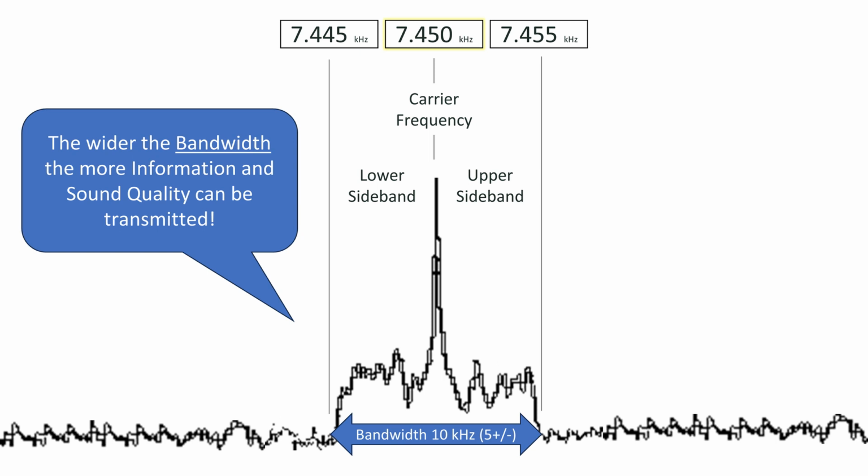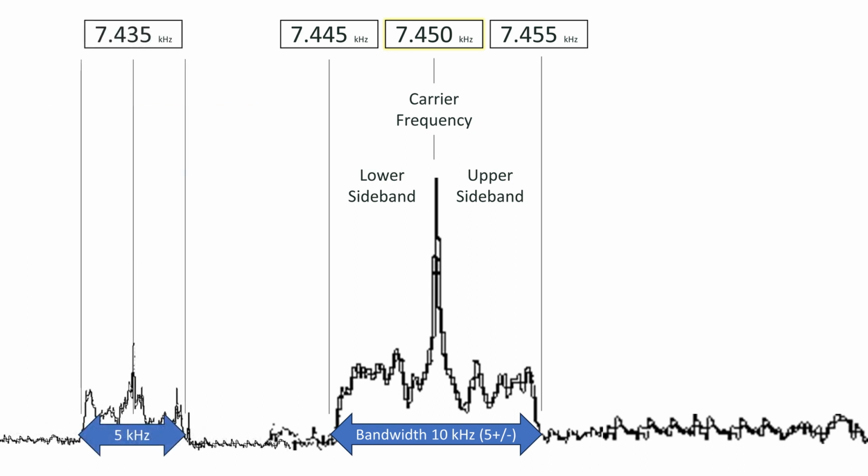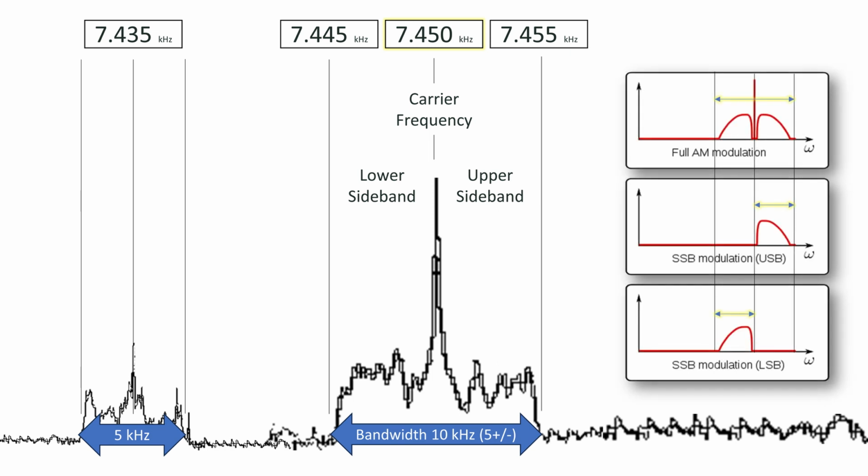The wider the bandwidth, the more information and sound quality can be transmitted. Not all signals have the same bandwidth. Some are wider, some smaller. SSB mode, used by radio amateurs, only uses one side of the full AM signal, so the bandwidth is also half-sized. Now you know what the bandwidth of a radio signal is.